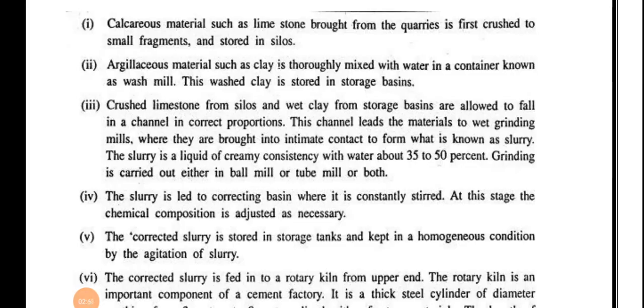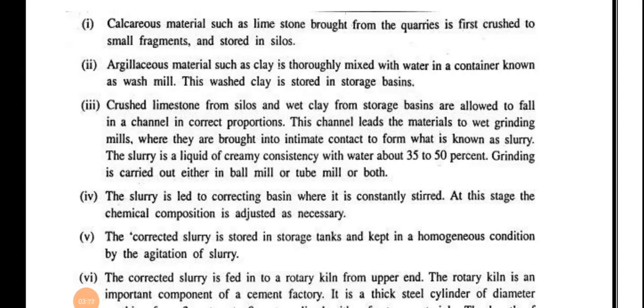Crushed limestone from silos and wet clay from the storage basin are allowed to fall in a channel in correct proportions. This channel leads the material to wet grinding mills, where they are brought into intimate contact to form what is known as slurry. The slurry is of liquid or creamy consistency with water about 35 to 50%. Grinding is carried out either in a ball mill or tube mill or both.